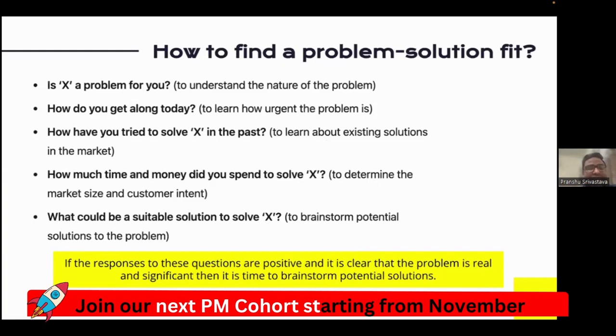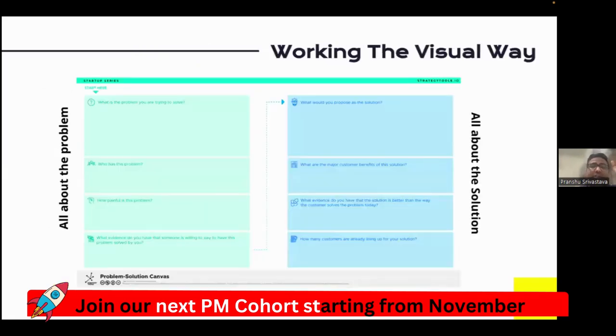So if all these responses to the questions are positive and clear, the problem is real and significant, and you will actually find the proper problem-solution fit. So these are a few of the questions. Before this slide, if you have any questions, we can take them, because now we'll dive into the case studies section, which will give us more clarity.